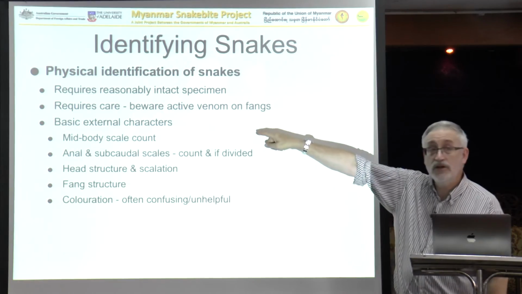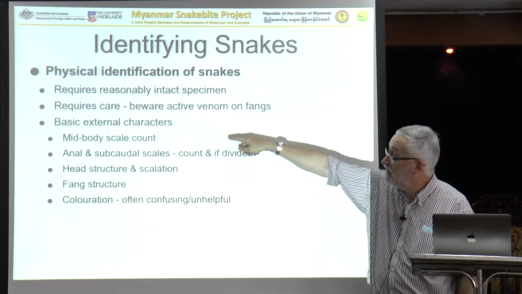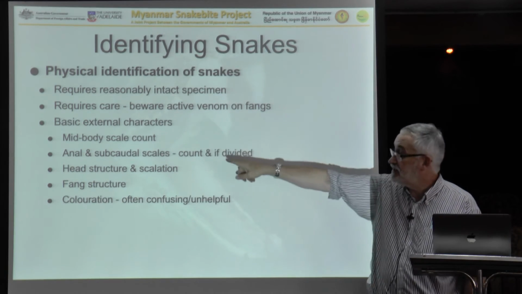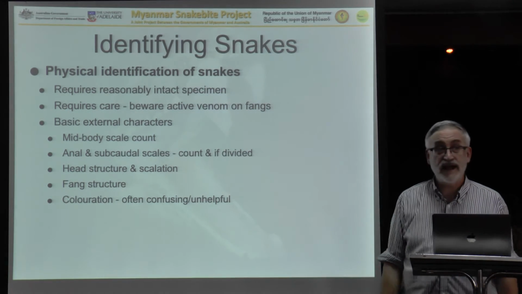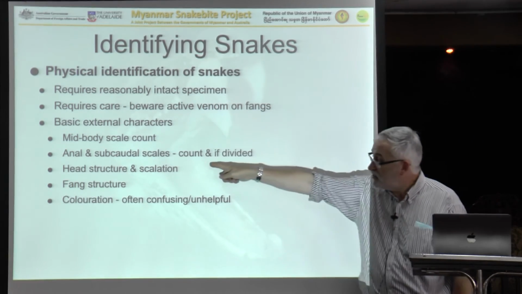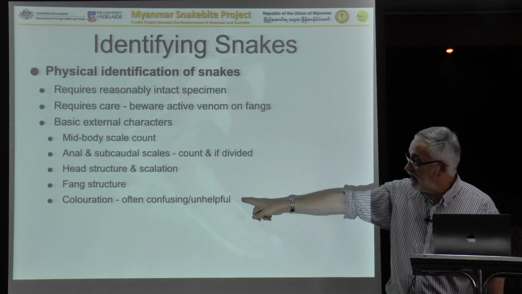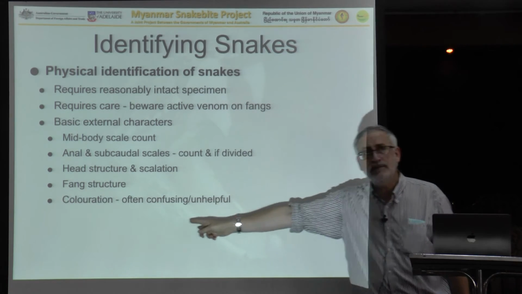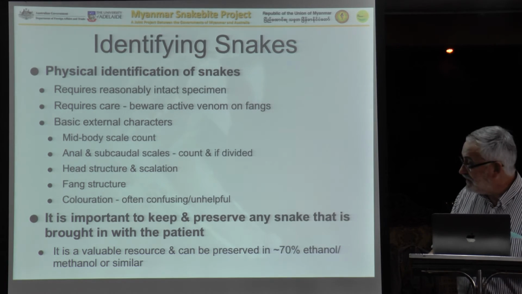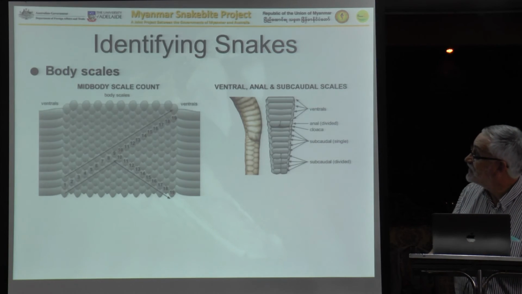So the things that we use to identify the snake include the midbody scale count. I'll tell you what that is in a minute. Anal and subcaudal scales. Gee, this is getting specialised, isn't it? Head structure, fang structure, coloration. Coloration is sometimes confusing. So it's very important to keep that snake, as I said.